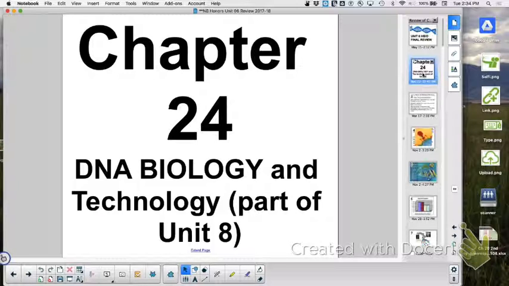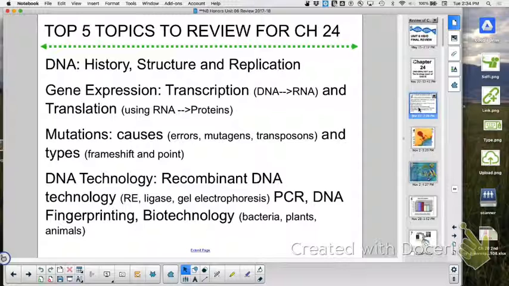Hopefully you remembered a few things. So let's go through it. Here are the big ticket items that we did discuss in Chapter 24. The history of DNA, that we know it's our genetic information, its structure and replication. Gene expression, remember, is you use the DNA to make complementary mRNA, and that's going to happen inside the nucleus. And then translation is using that mRNA to build a protein.